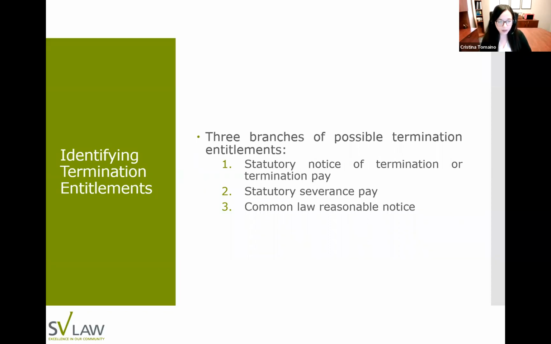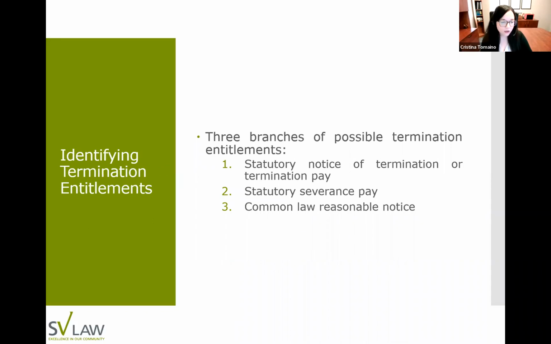Now, the second branch is statutory severance pay, which is a separate entitlement to termination pay. That is triggered at quite a high payroll threshold. So for most of our audience today, I expect we will not need to be concerned with statutory severance pay. But we will still go over it in some detail, because things change, businesses grow, and at some point it may become a valid consideration for many of the small businesses joining us today.